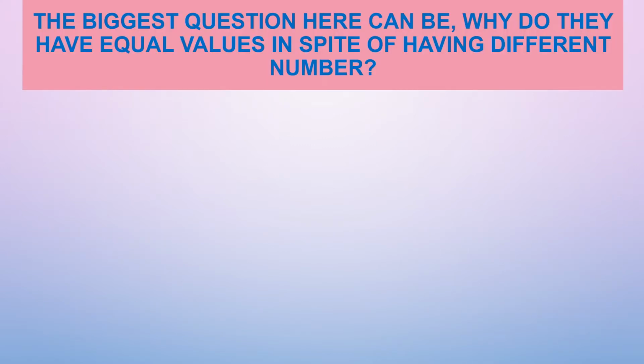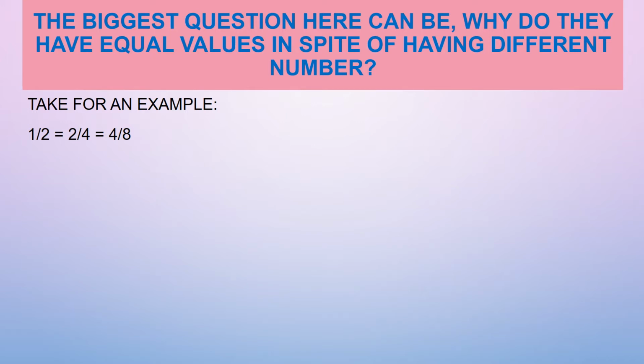Now, the biggest question here can be, why do they have equal values in spite of having different numbers? The answer to this question is that in the given fraction, numerator and denominator are not co-prime numbers. Therefore, they have a common factor, which on division gives exactly the same value. To understand this, let us take an example. 1 upon 2 is equal to 2 upon 4 is equal to 4 upon 8.